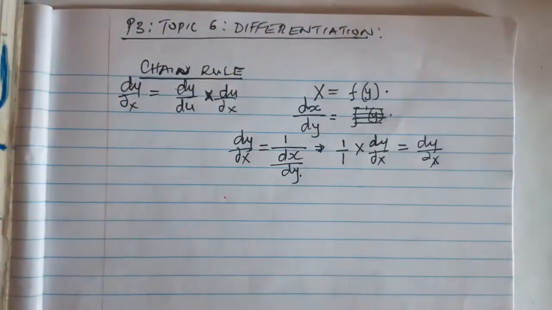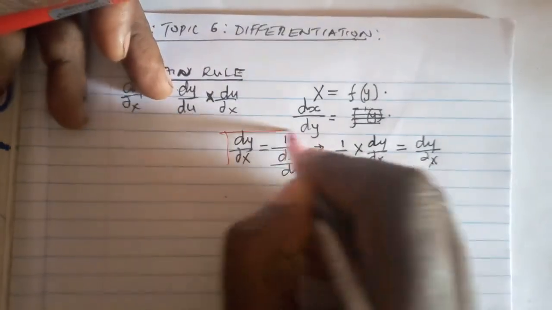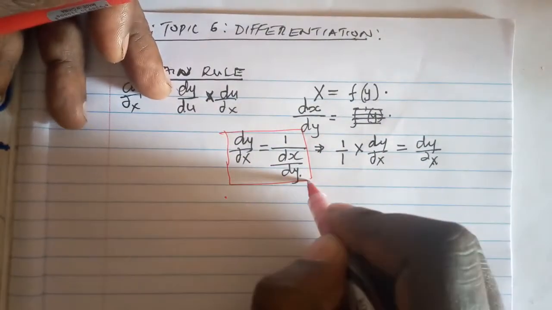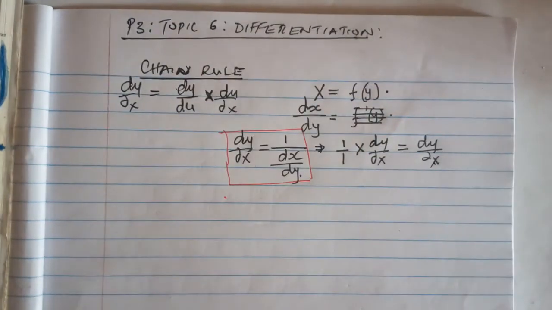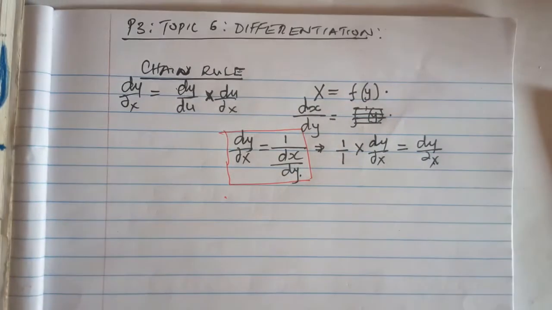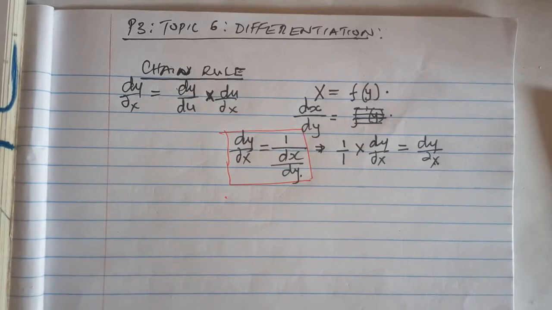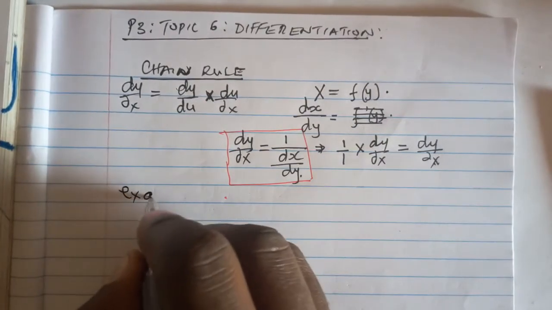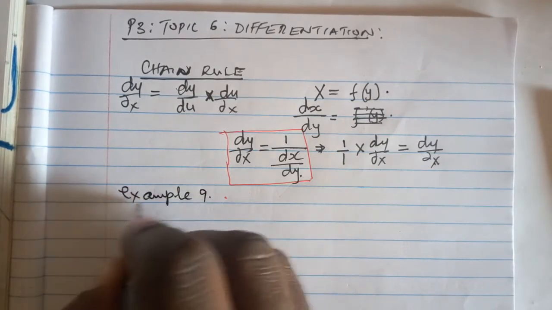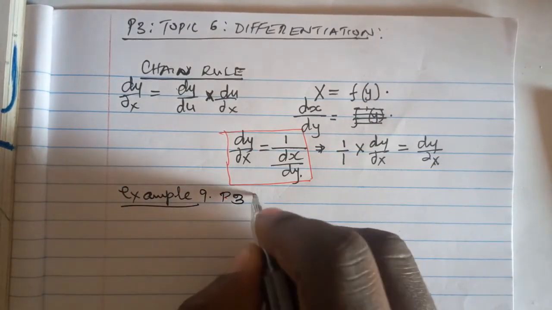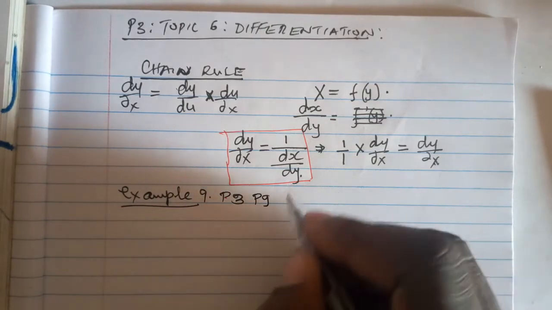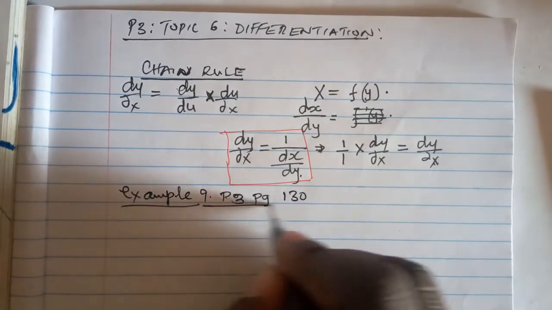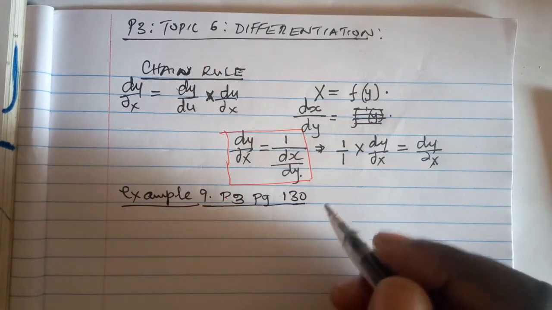So yes, this arrangement is very important at this level of the topic, and especially when we are given functions that are functions of y, or x is the subject of the formula. And this one is going to be explained further in example 9 of P3, Pure Mathematics 3, page 130. It's a short example, and we just have to understand it.